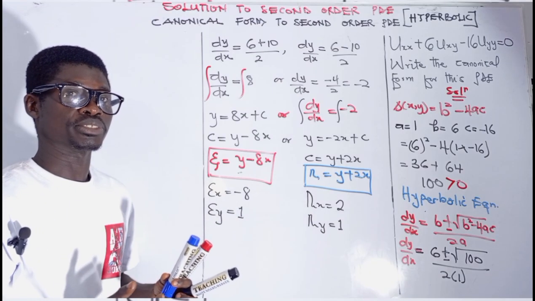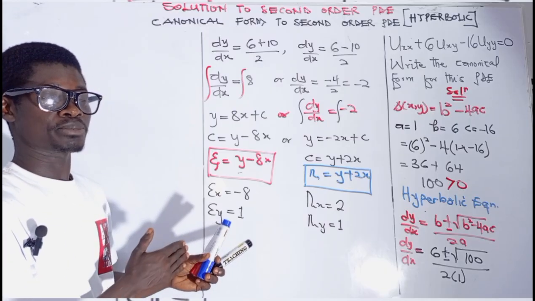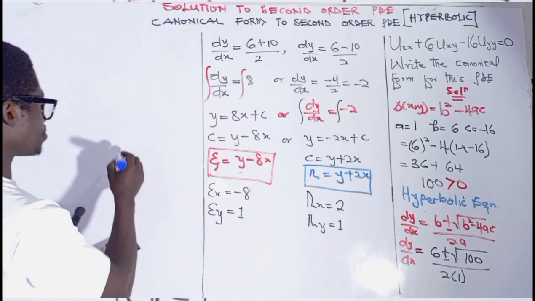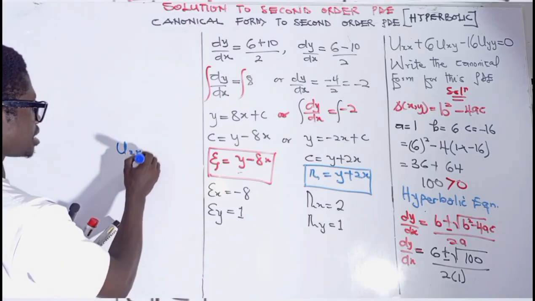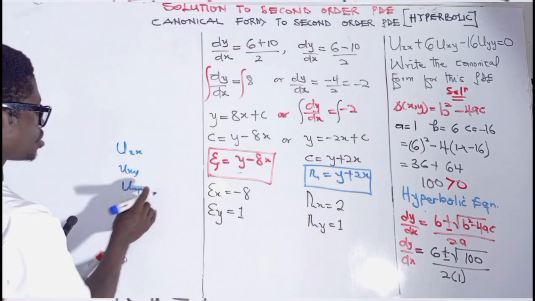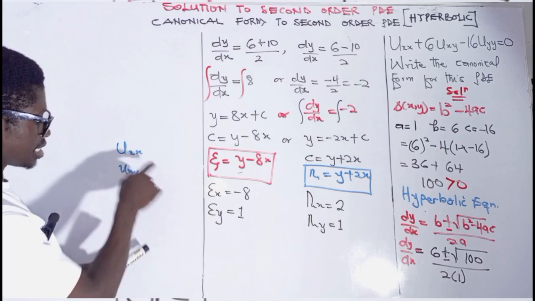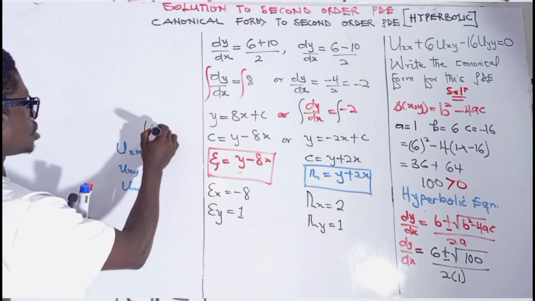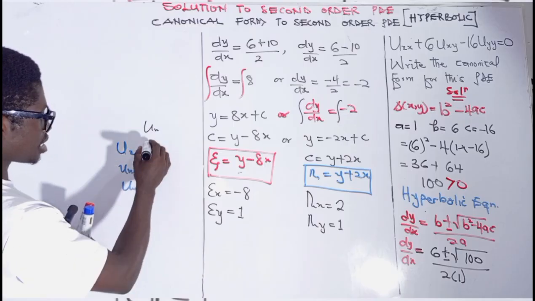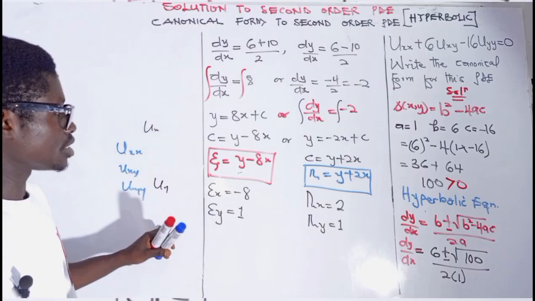Now once you have this, you move on to the next step, which is what? Transform or compute the expression for uxx, uxy, and then uyy. We are going to transform this into xi and eta. So before we can find uxx, we need to find ux. Before we can find uxy and uyy, we have to find uy. So first we are going to find ux and then uy.